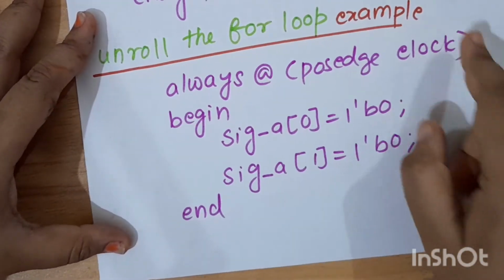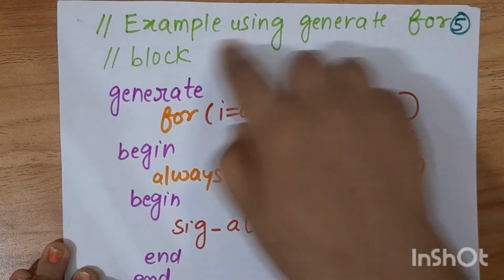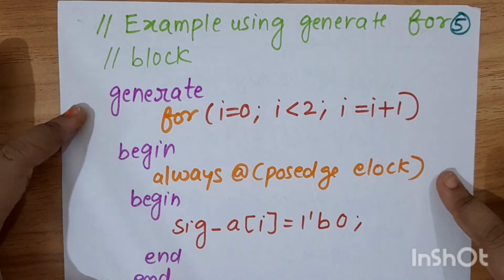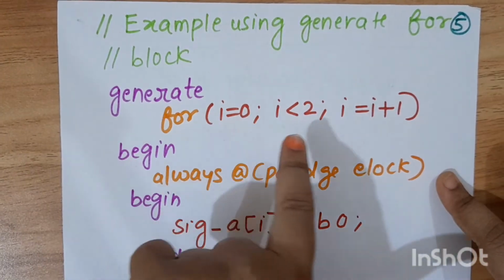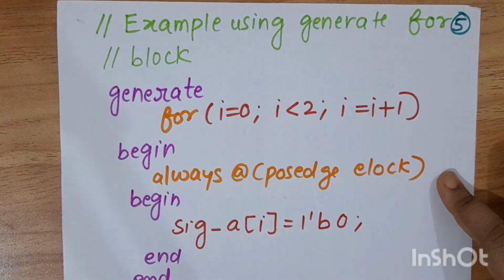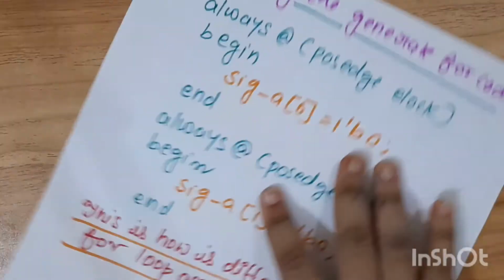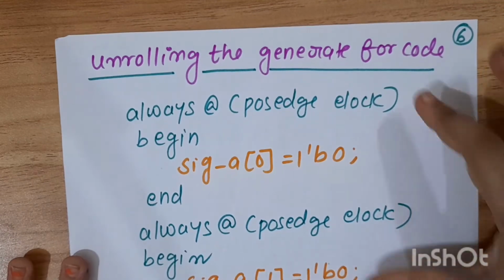This is the unrolled for loop example. Here is the generate for loop. You see again, generate for i = 0; i < 2; i = i + 1. Inside that I have the always block at the passage of the clock, and sig_a[i] = 1'b0; Now I am unrolling this one. So now it looks something like this.